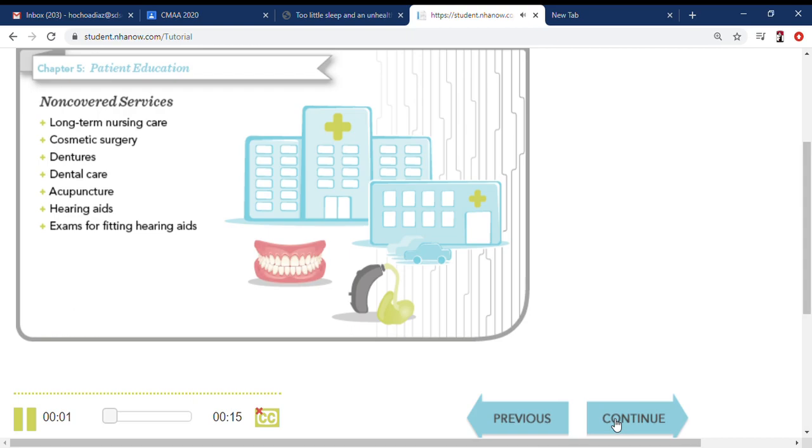Services not covered by Medicare Part A or Part B include long-term nursing care, cosmetic surgery, dentures and dental care, acupuncture, or hearing aids and exams for fitting hearing aids.